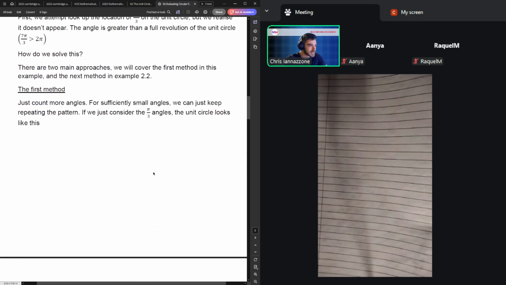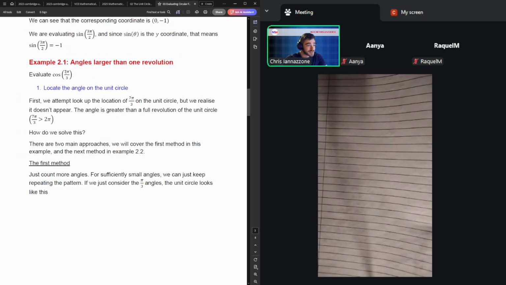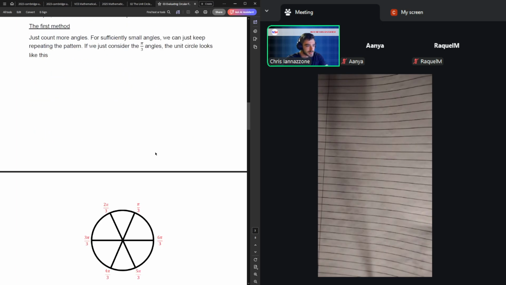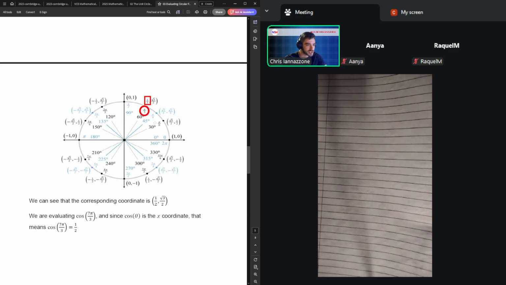So when you get an angle that is greater than 2 pi, greater than 1 revolution, there's a few ways you can handle it. If it's sufficiently small, like this, then just continue to count over and over again until you hit the relevant spot. So in this case, we can see the spot of pi over 3 is exactly the same as the spot on 7 pi over 3. So it's functionally identical to just looking at that coordinate, and because it was cos, we take the x value that's relevant there.